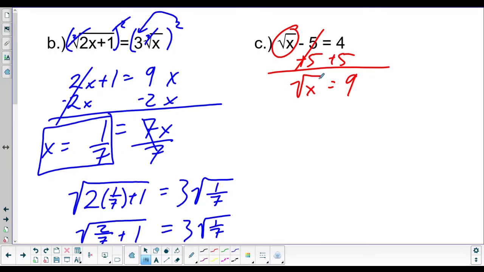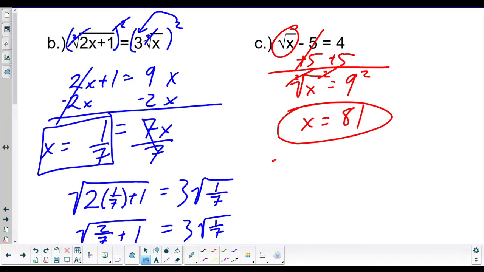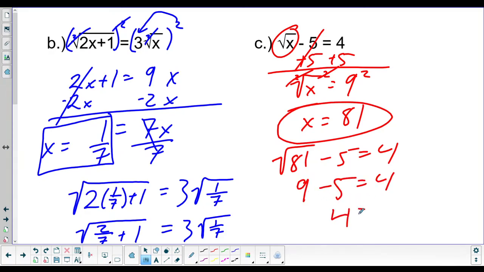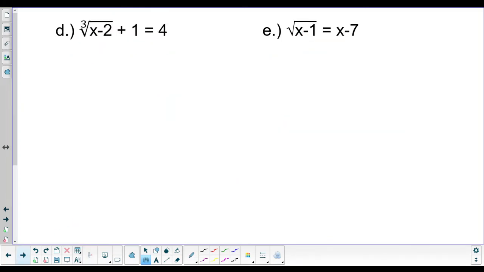Now we have to get rid of the root. So this is a square root. So we're going to square both sides. So x equals, those cancel. So x equals 9 squared is 81. And now it's super easy to plug this back in, right? We have the square root of 81 minus 5 equals 4. The square root of 81 is 9 minus 5 equals 4. 9 minus 5 is 4. It works. So that's the answer right here. All right. 2 more, and then you're out of here.